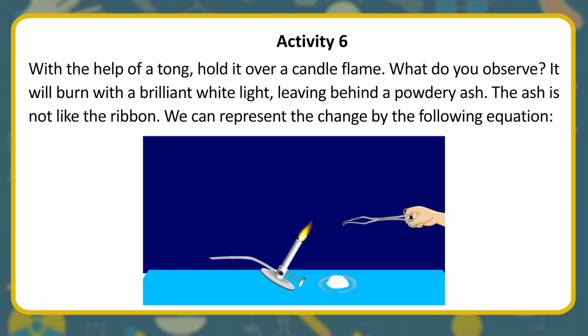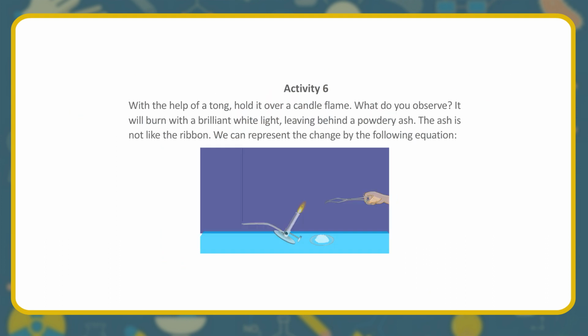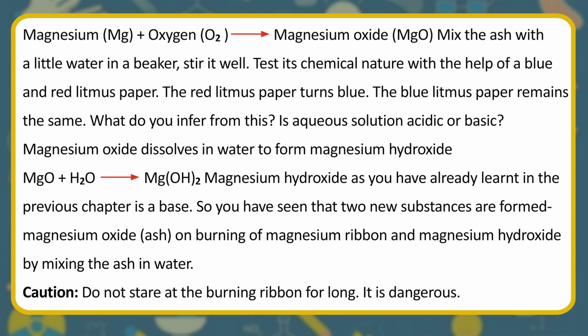We can represent the change by the following equation. Magnesium, Mg, plus oxygen, O2, gives magnesium oxide, MgO. Mix the ash with a little water in a beaker, stir it well. Test its chemical nature with the help of blue and red litmus paper. The red litmus paper turns blue. The blue litmus paper remains the same.